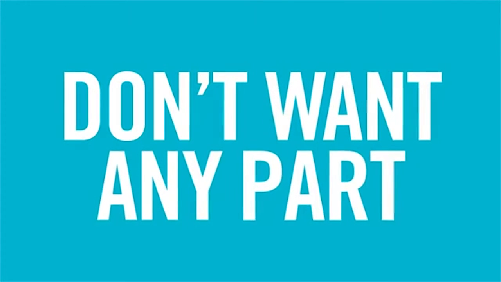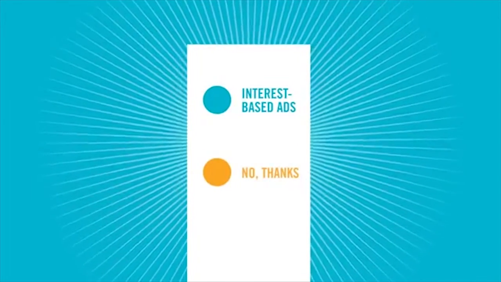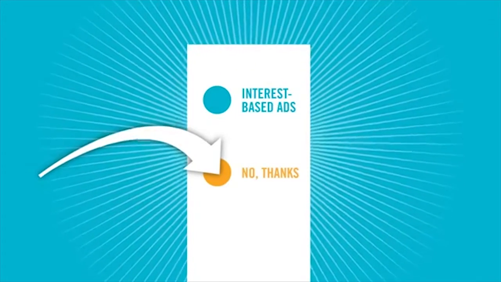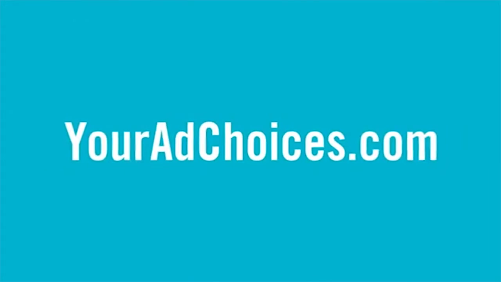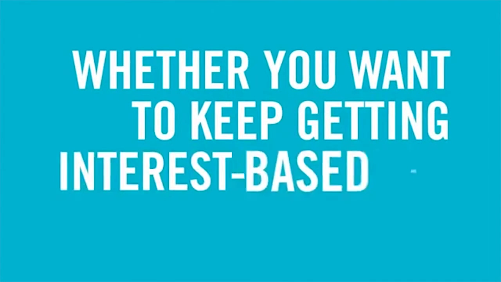But what if you don't want any part of the customized online advertising experience? Well, we call it ad choices for a reason. The icon makes it easy to find out about the companies that are bringing you interest-based ads and puts you in control. So, if you're not interested in interest-based advertising, you can opt out at any time. How? Go to the control page of youradchoices.com and check out your choices. Whether you want to keep getting interest-based ads or you don't, hey, it's your ad choices.